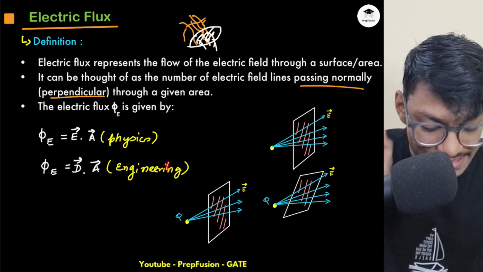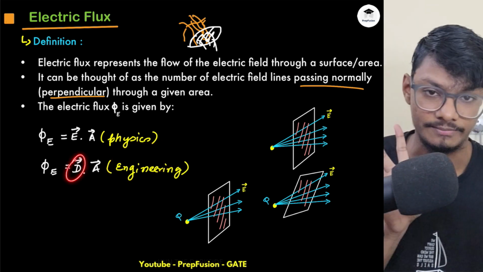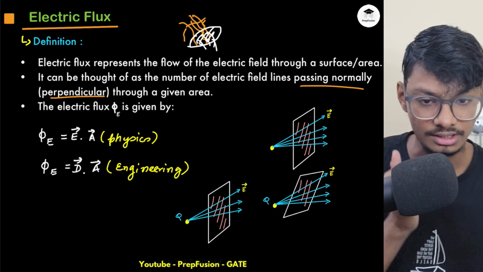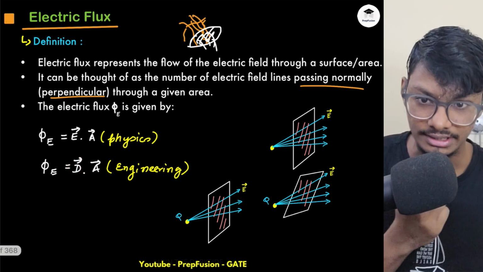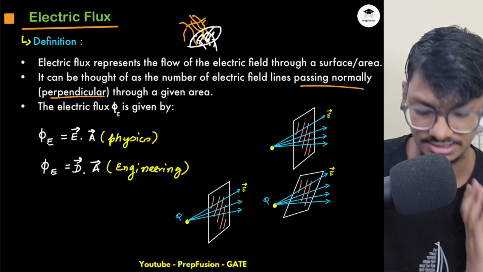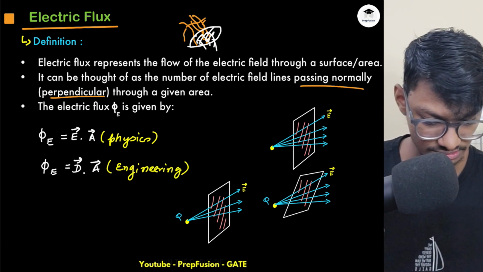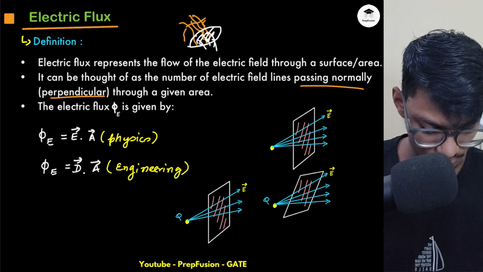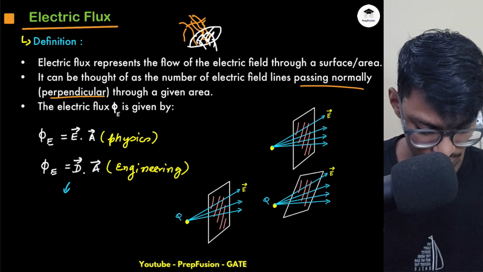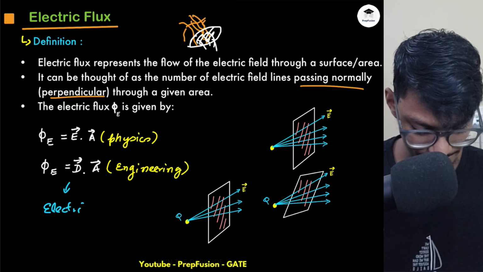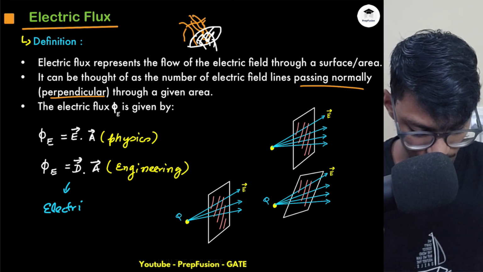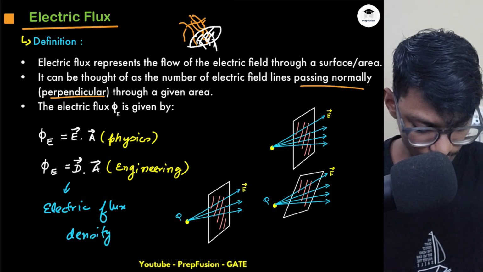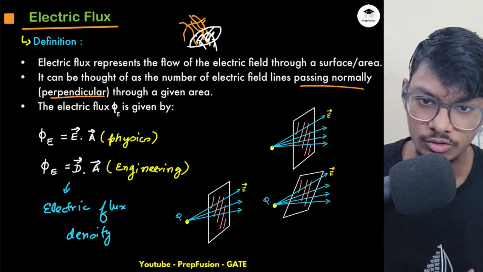There is a new term in engineering, what we learn is D dot A. Now D dot A is nothing but the same thing. D is basically the electric flux density. This thing is known as the electric flux density. Now you might ask, sir, why are there two definitions?